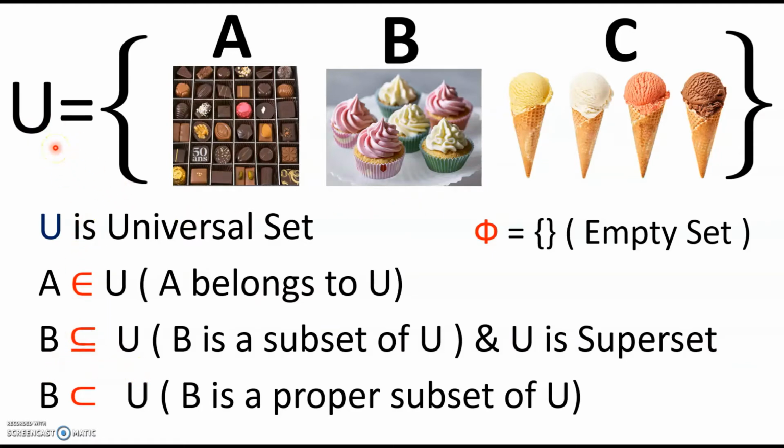And since U has all the elements of B plus all the elements of the others, U is called a superset. Now B can be called a proper subset if it does not have all the elements of U. If B has all the chocolates, cupcakes, and cones, then B cannot be a proper subset. But B has only cupcakes, which is part of U. So B is called a proper subset of U.